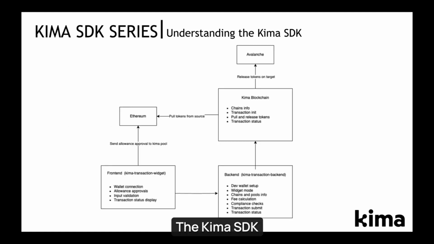The Kima SDK is the toolkit that allows developers to easily transfer stablecoins between different blockchains. This means you can send USDC, USDT, or other stable assets from one chain to another seamlessly. But to make this work, the SDK is split into two main components. The backend, which handles transaction requests, compliance checks, and interaction with the blockchain. And the frontend widget, a plug-and-play UI component that users interact with to send transactions. Both parts work together to make cross-chain transfer possible.